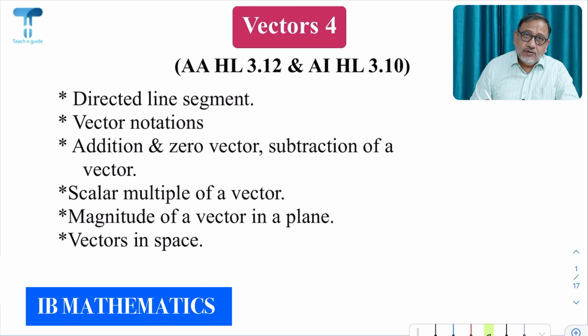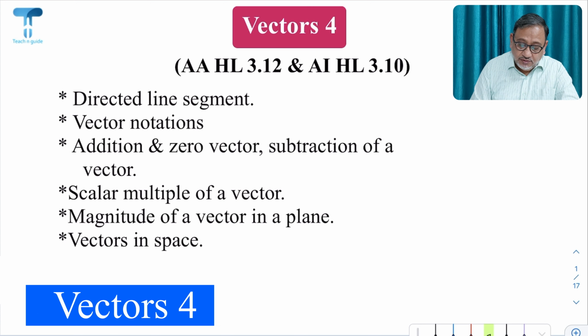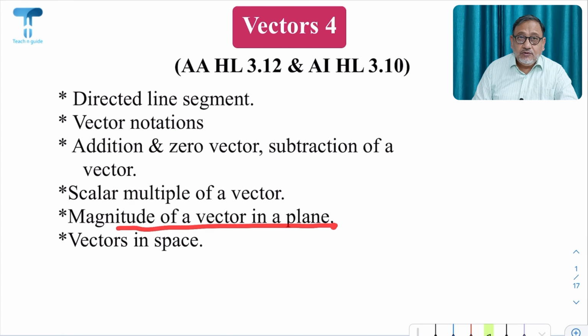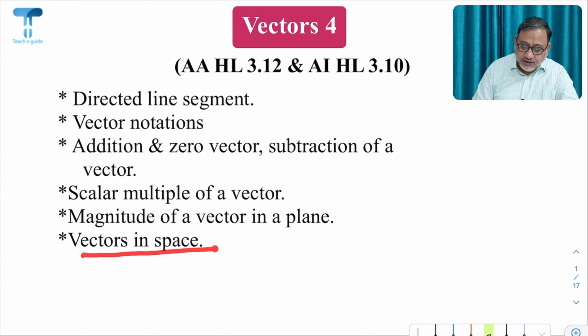So until now in vectors, we have studied directed line segment, vector notation, how to write a vector, addition of vectors, zero vector, subtraction of vectors, okay? Then scalar multiple of a vector, magnitude of a vector also we have seen. Magnitude means the length of the vector or size of the vector. And yesterday I taught you vector in space.